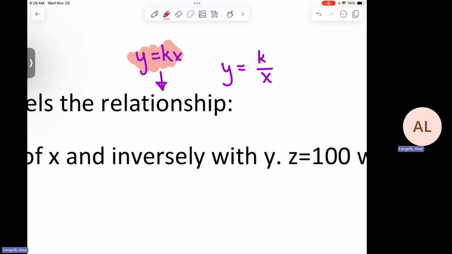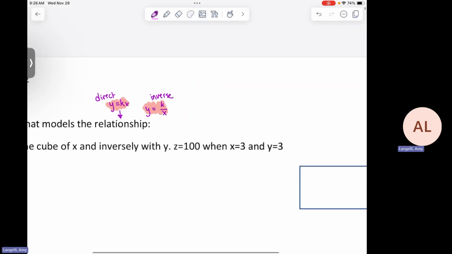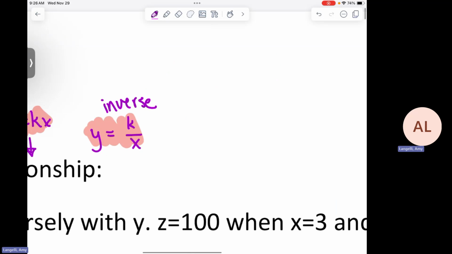Do you guys remember the names of these? One of them starts with a D and one starts with an I. Very good. All right. Oops, I missed the E on the inverse. Direct and inverse, k is the constant of variation. I'll write k is constant of variation.